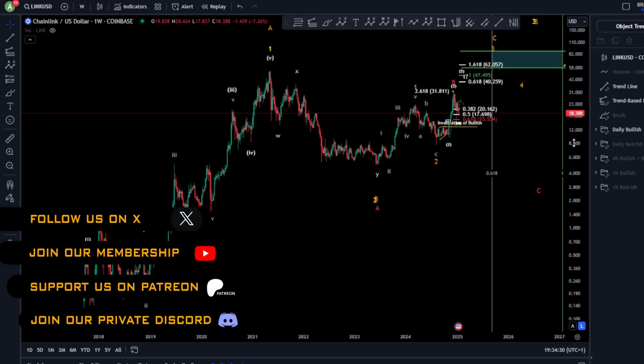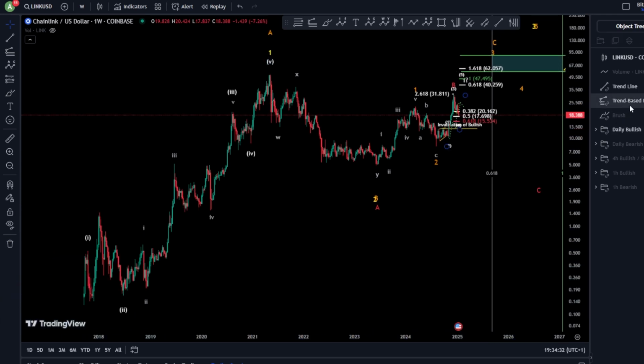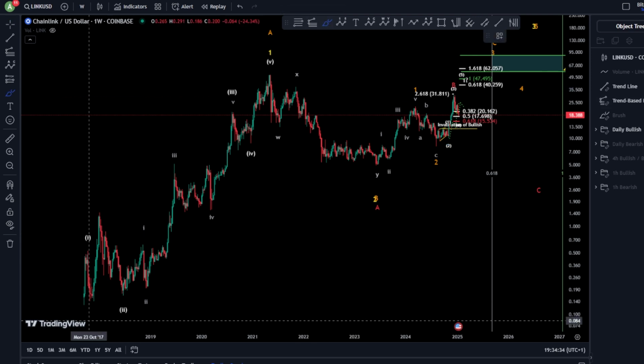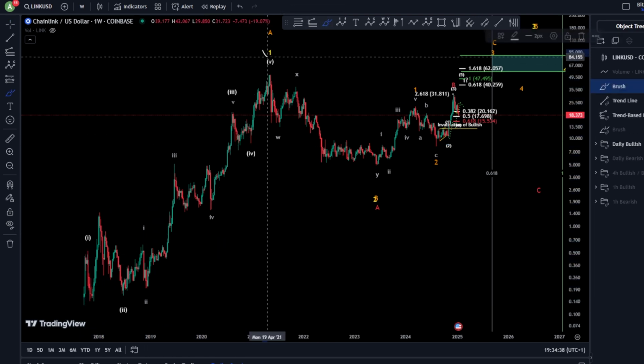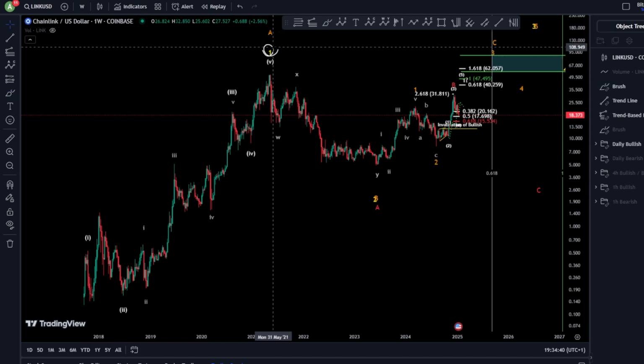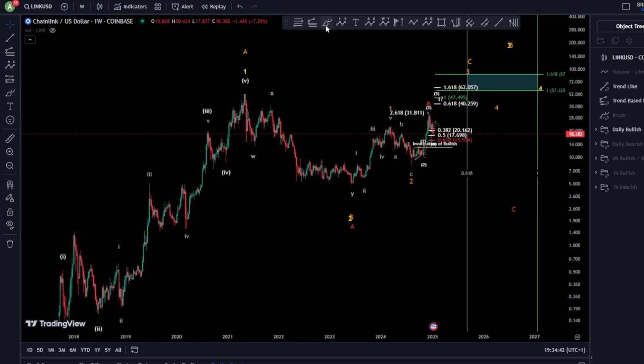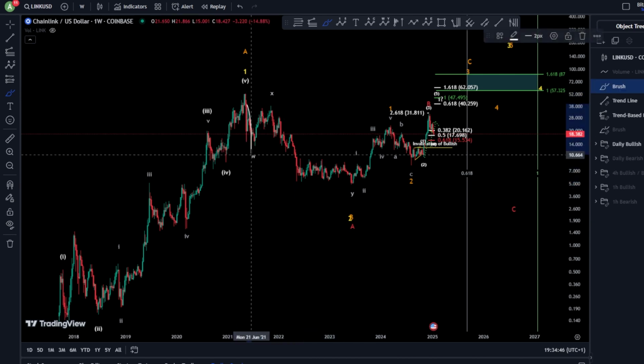Starting on the weekly chart here, we are looking at our Link moving towards the upside, of course with an impulse 1, 2, 3, 4, and a 5, finishing a wave 1 or a wave A. In both case scenarios, you would like to see a correction after it, A, B, C, or W, X, Y.